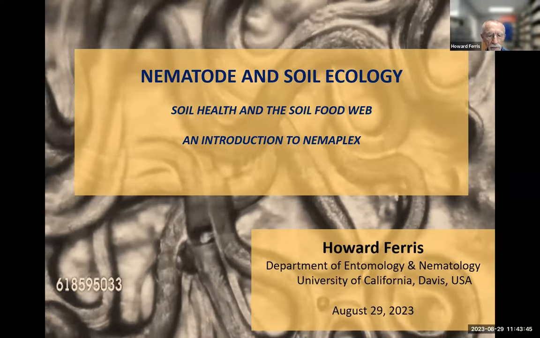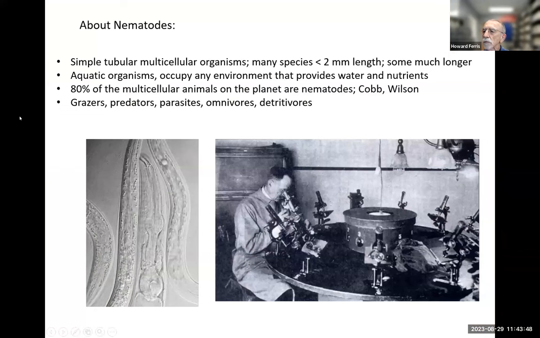So first of all, a little about nematodes. And as you heard in the earlier presentations, nematodes are simple multicellular organisms. Most of the species that are in soil are probably less than 2 millimeters in length, and a lot of them less than 1 millimeter in length. They're aquatic organisms. They live in the water films around soil particles, and so for activity, the soil must be moist, but they can certainly tolerate dry soil and go into an anhydrobiotic state from which they recover when the soil becomes moist again. They occupy any environment that provides nutrients and water.